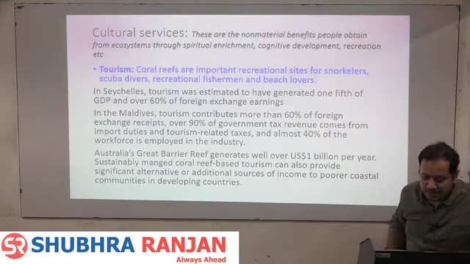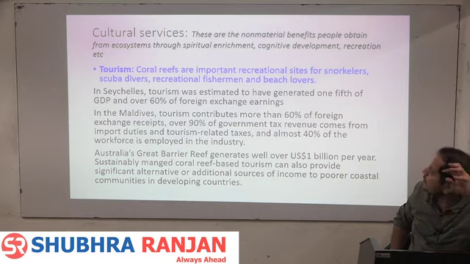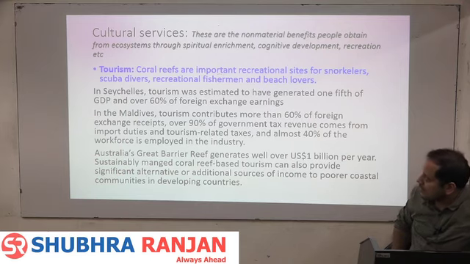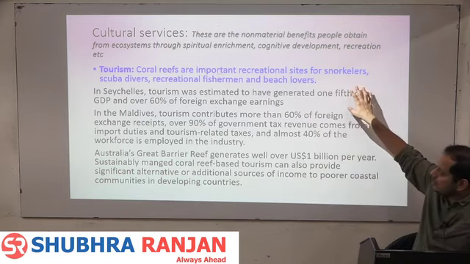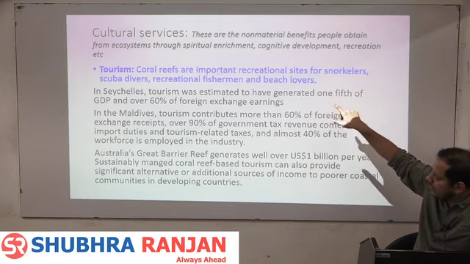And lastly, cultural services. These are non-material benefits people obtain from the ecosystem such as spiritual enhancement and cognitive development. If you go to a garden daily in the evening and spend time, maybe stress is reduced, cognitive development, recreation, etc. So coral reefs are important recreational sites for snorkelers, scuba divers, recreational fishermen and beach lovers.